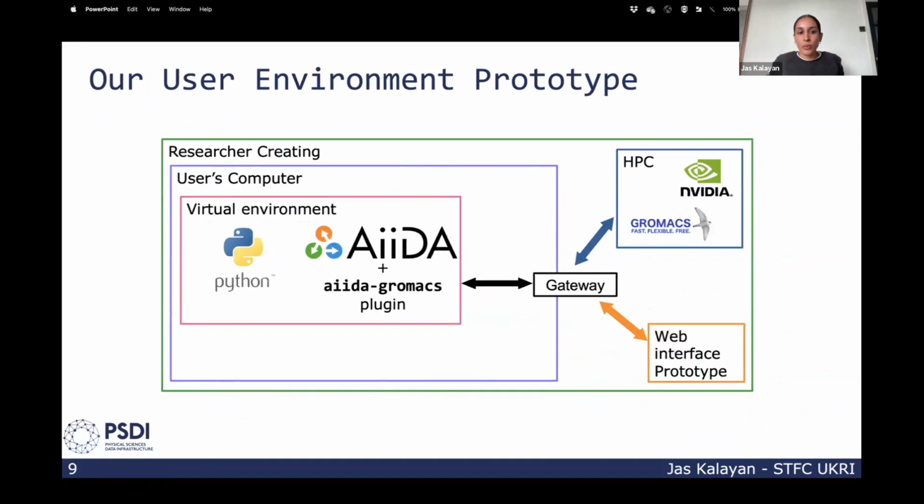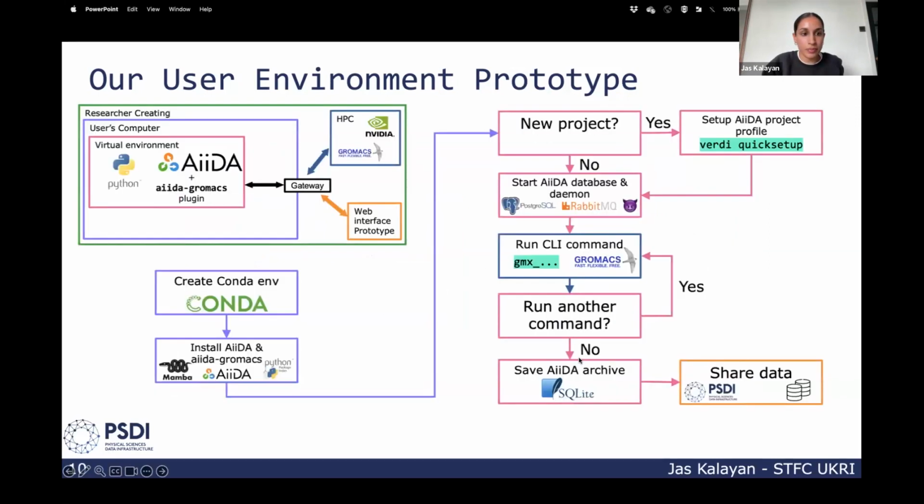So how we would envisage this to look for people to use aiida-gromacs is to create a virtual environment and install AiiDA and our plugin. And they would then be able to run GROMACS commands if they wanted to remotely or on their computer. It's kind of up to them, and then be able to upload their provenance via a web interface. So here's a sort of breakdown of exactly how installing and using aiida-gromacs would work.